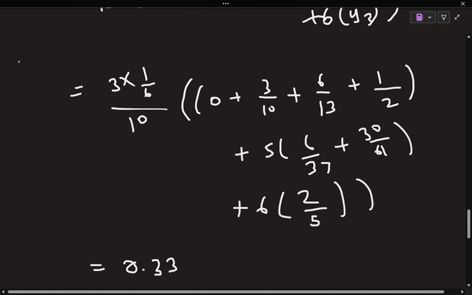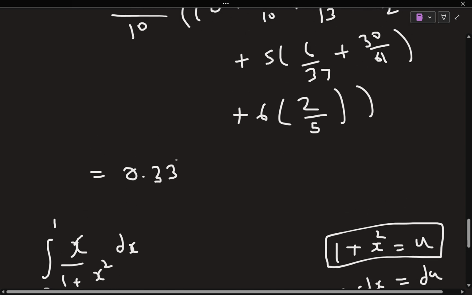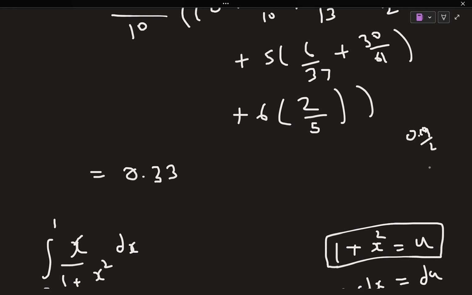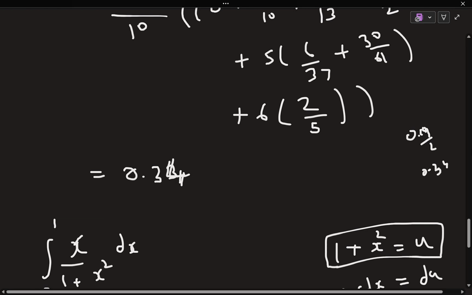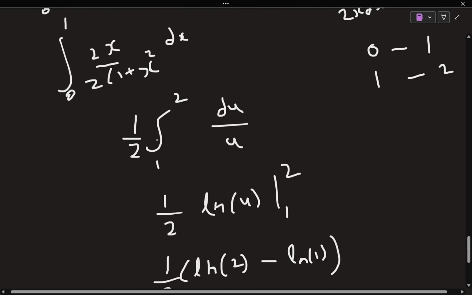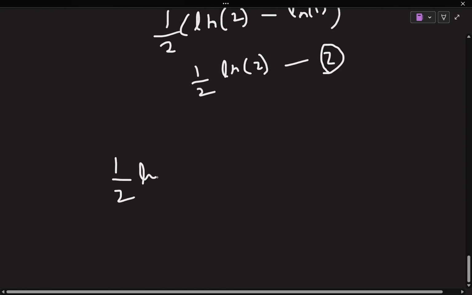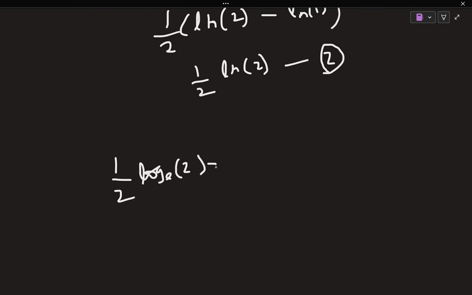Now here we already got my I value as, oh, this is not 0.33, it's approximately 0.34, my bad. So now I have the I value as 0.34. If I take it as equation 1, and this is equation 2, we know that 1 equals 2 because the integral value is the same as the one we found using Weddle's rule. So I'll get 1 by 2 log base e of 2, which is the same as ln 2, equals 0.34. So what does log base e of 2 become? It becomes 0.69. That is the final answer.